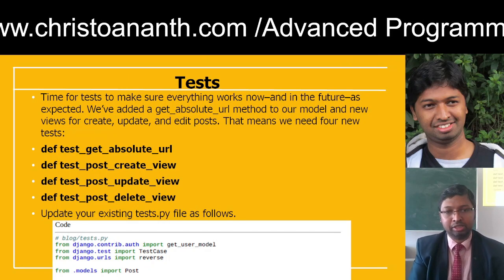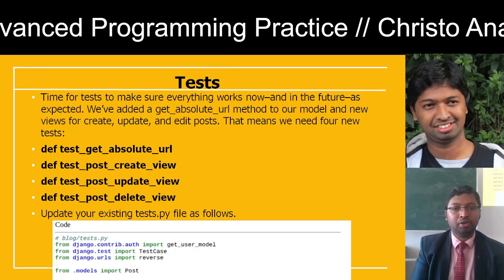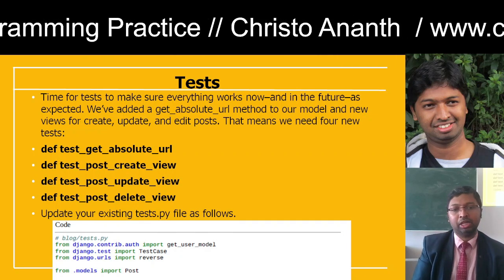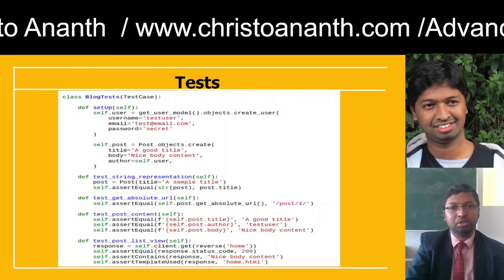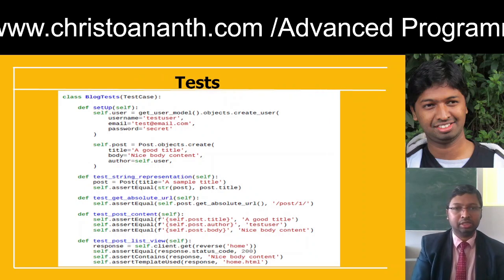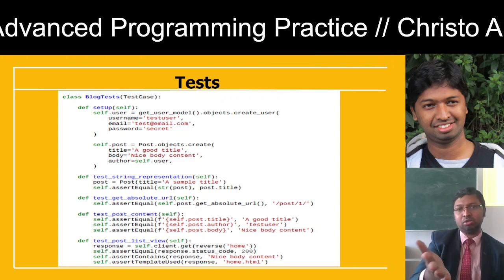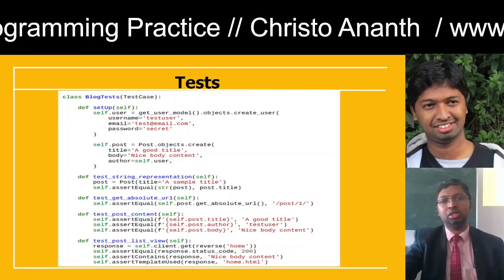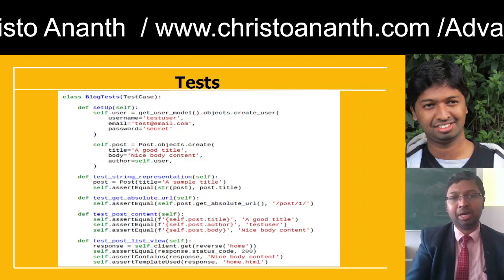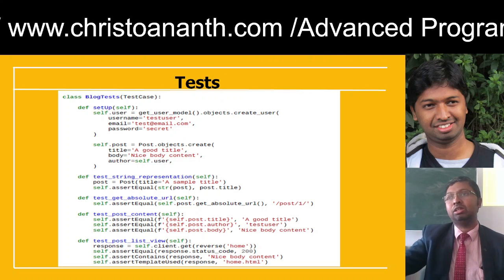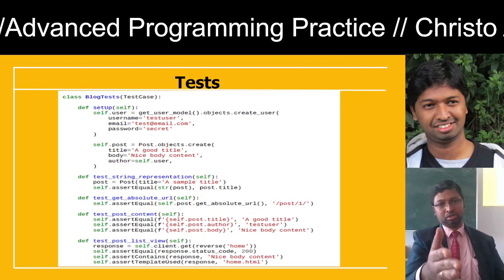Okay, so blog slash test.py: from django.contrib.auth import get_user_model, from django.test import TestCase, from django.urls import reverse. Then from .models import Post. Class BlogPostTestCase, define the setUp of self. So self.user = get_user_model().objects.create_user, username you are going to have as testuser, email test@email.com, password is secret, so it will be displayed as dots, not as characters.